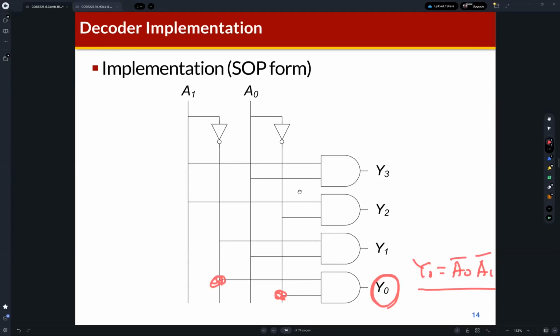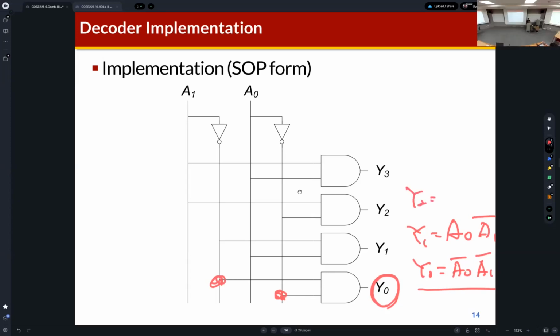It's simple. Y1 equals A0 and not A1, so Y1 becomes 1 if A0 is 1 and A1 is 0. And then Y2 is A1 and not A0, right? It's very simple actually.